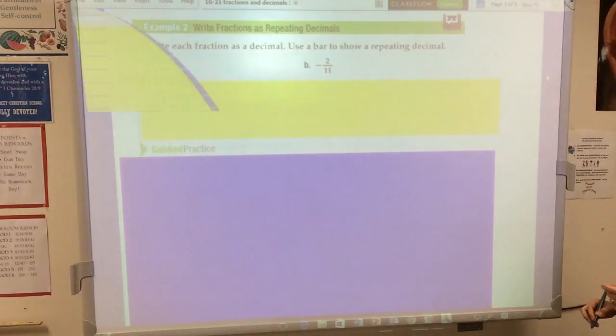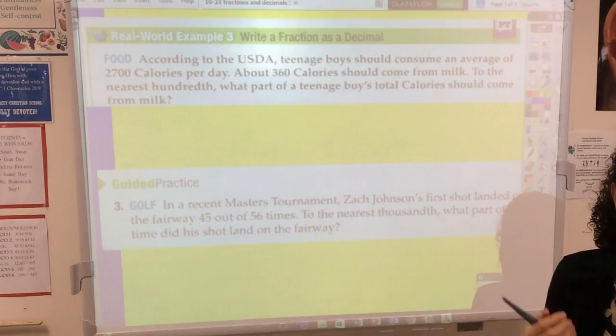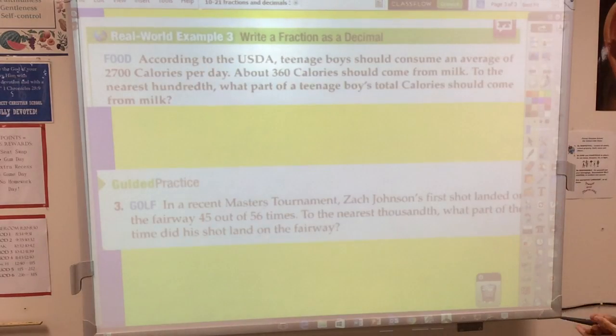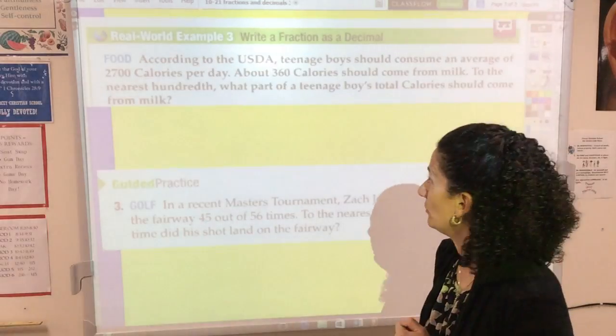Want to finish with 2 real-life examples for you of when you might want to convert fractions to decimals. Let's take a look. Look at this first food example here. According to the USDA, the U.S. Department of Agriculture, teenage boys should consume an average of 2,700 calories a day. That's a lot of calories, boys.